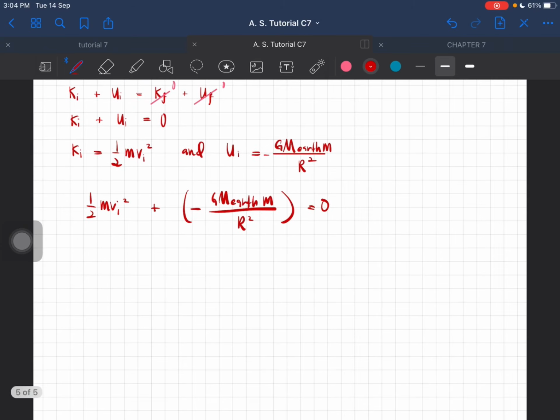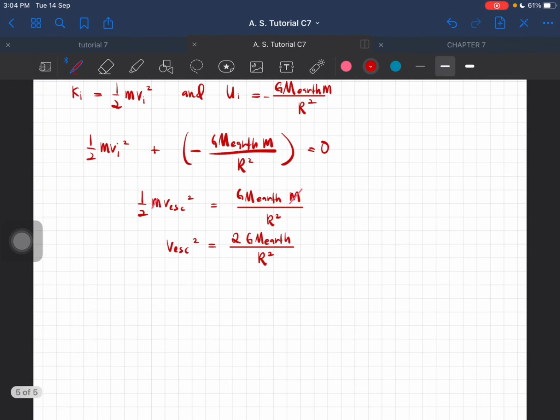So we are going to rearrange this. I'm just going to write escape velocity. So this is G mass of the Earth m over r square. The small m can be cancelled. So we are left with v escape square, rearranged, equals 2G mass of the Earth over r square.